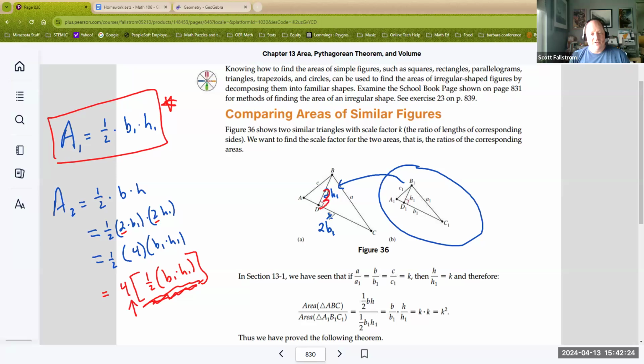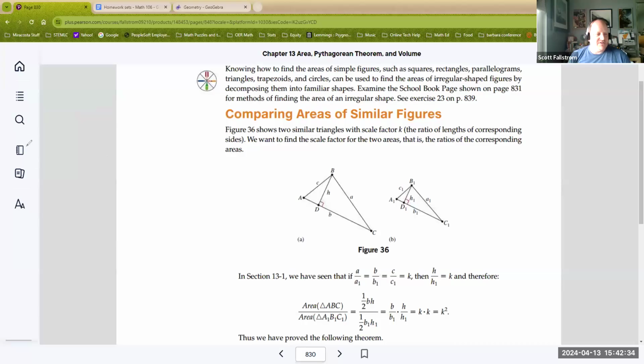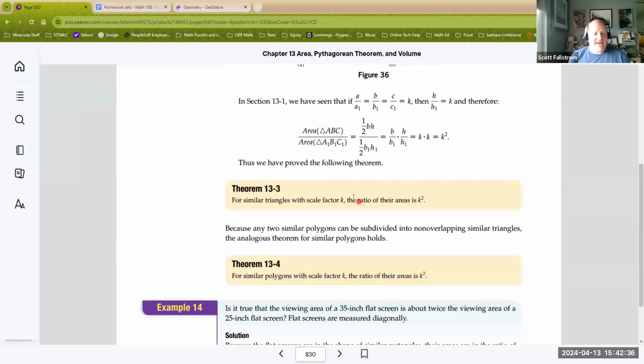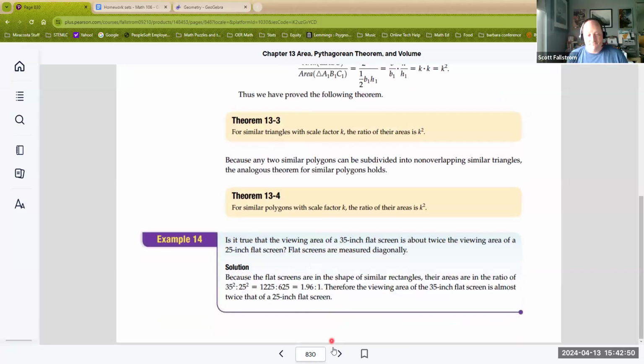If you triple it, if this is 3 times 3, it's not 4 anymore, now it's 9. So that's why when you look in the book, it seems like it might be a little confusing, but if your scale factor is k, then the ratio of the areas is going to be k squared. That's true for any similar polygons. So if you know the area of one and you know the scale factor, you know the area of the other.